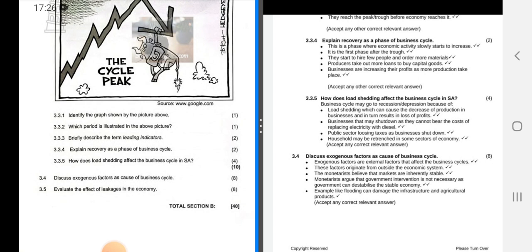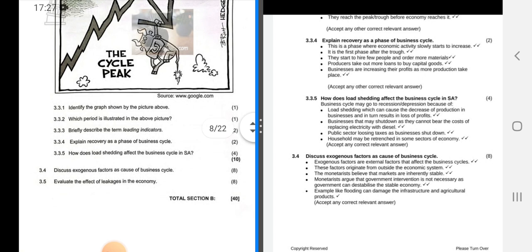Discuss exogenous factors as causes of the business cycle. Exogenous factors are external factors that affect the business cycle. These factors originate from outside the economic system. The monetarists believe that markets are inherently stable, and monetarists argue that government intervention is not necessary, as the economy stabilizes itself. An example is flooding, which can damage infrastructure and agricultural products.